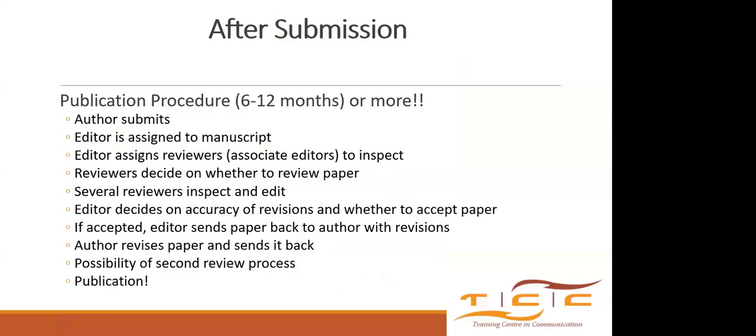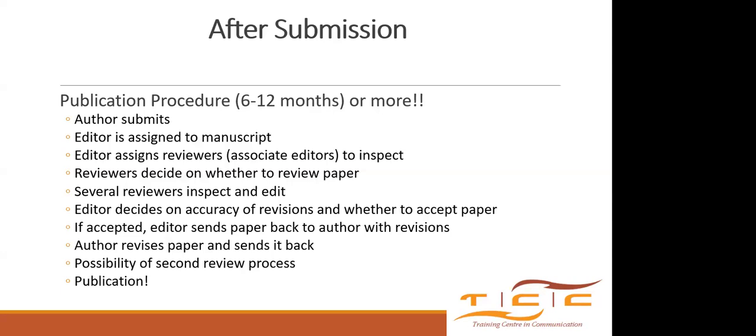Now, after submission, you have submitted your paper. After submission, what happens? I want us to understand this so that when we get into developing the paper, you understand that you have to be patient. In the publishing industry, and especially when publishing manuscripts, you have to be patient. So the publication procedure takes 6 to 12 months or even more, sometimes 2 years.